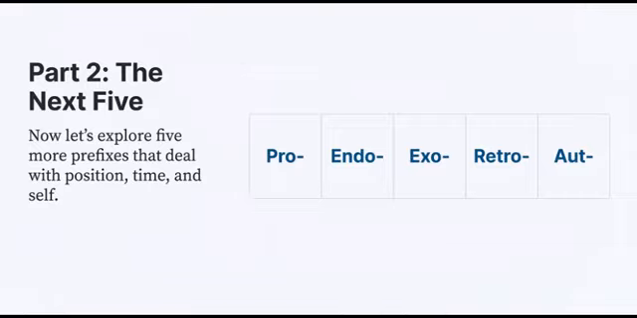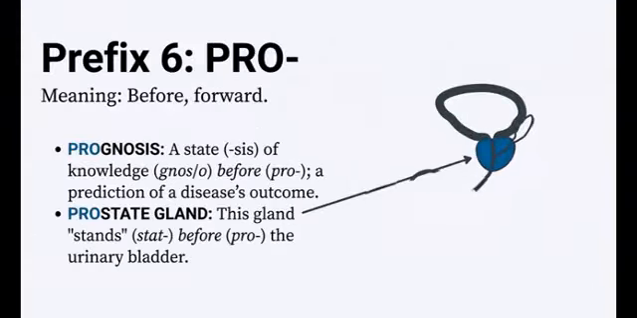And welcome back. I hope you found some really interesting examples. Let's keep that momentum going and tackle our next 5 prefixes. Kicking off part 2, one of the most common prefixes is pro. We see this in terms like prognosis and prostate gland.